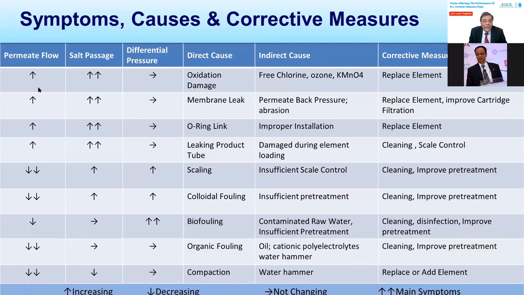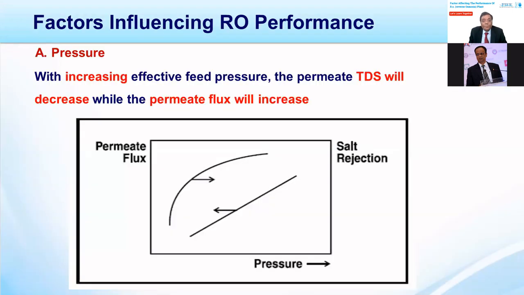Whatever the symptom is, accordingly you can have a preliminary diagnosis of your system: what type of fouling it is, what the cause is, and what the corrective measures are. This will indicate all those situations which we normally face in an RO system.